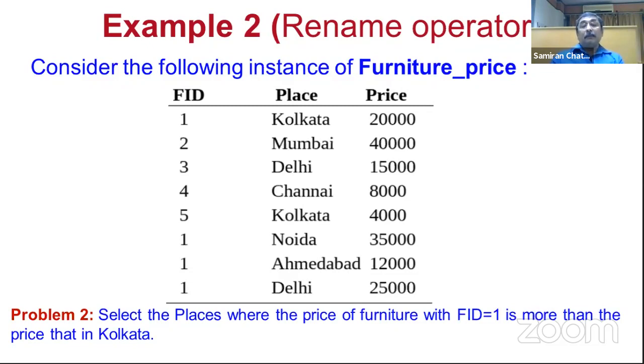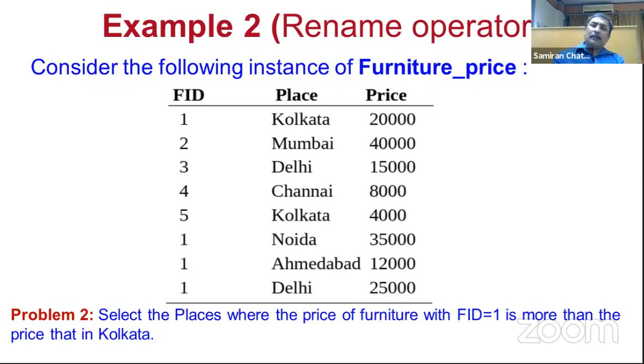What are the FID 1? Kolkata, Noida, Ahmedabad, Delhi. What is Kolkata price? 20,000. What is Noida price? 35,000. Ahmedabad price? 12,000. Delhi price? 25,000. So the answer to this question would be Noida and Delhi. That's the answer. But how do I do that?